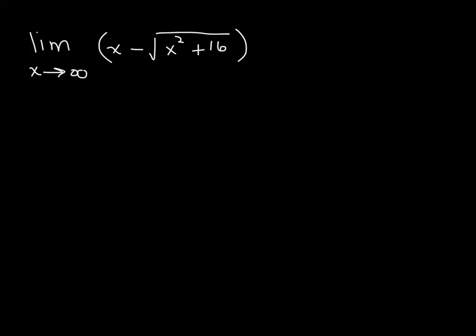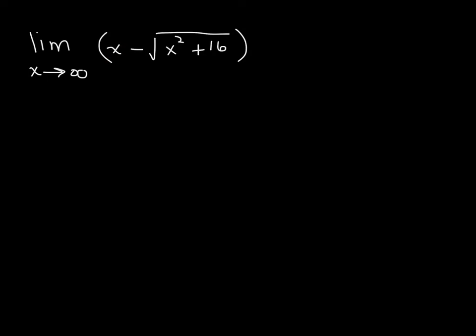Check this one out. This one's really interesting. It's the limit of x minus the square root of x squared plus 16 as x approaches infinity. Now, as x tends to infinity, this first term is approaching infinity, and so is this term. So this is really weird because this ends up being infinity minus infinity, which doesn't really make sense. So you and I are going to have to be clever on how we choose to rewrite this expression so we can actually figure out what the limit is, okay?